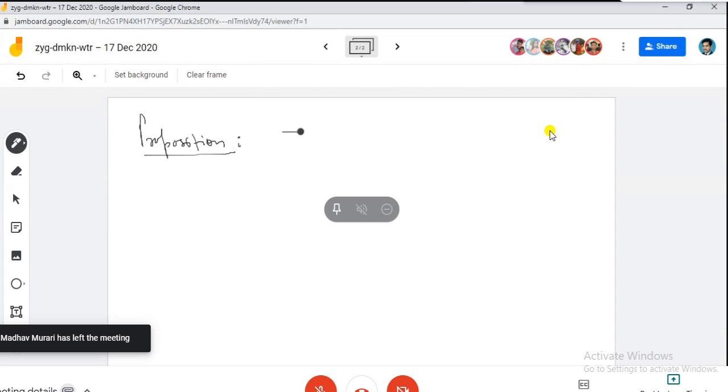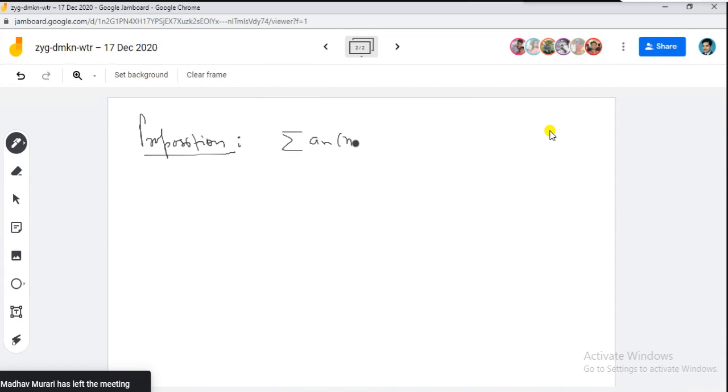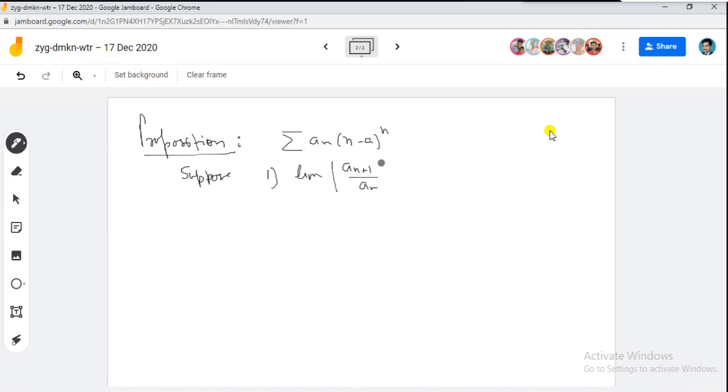So suppose the sum of a_n (x minus a) to the power n is a power series, and suppose one of the following limits exists. The first limit is, इनमें से जो भी लिमिट एग्जिस्ट करे, suppose the limit of a_(n+1) upon a_n exists and is equal to rho as n tending to infinity.